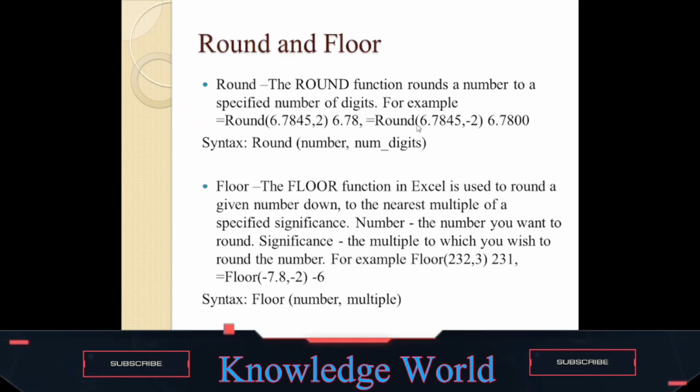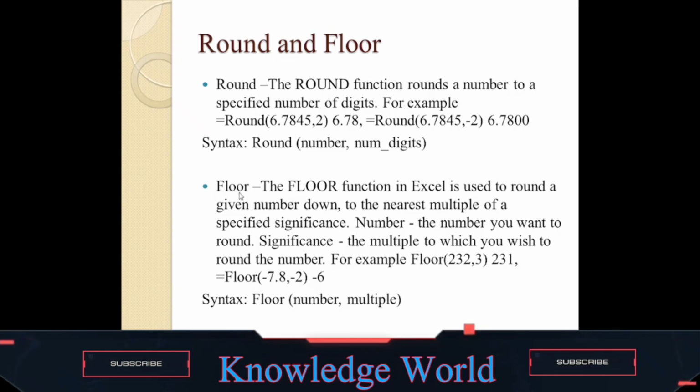In the second case, if we use -2, then the answer will be 7800, because we wrote -2, so it included the 00 in place of 45. And the syntax of ROUND is ROUND, bracket start, number, comma, num_digits, bracket close. Num_digits is 2 or -2.